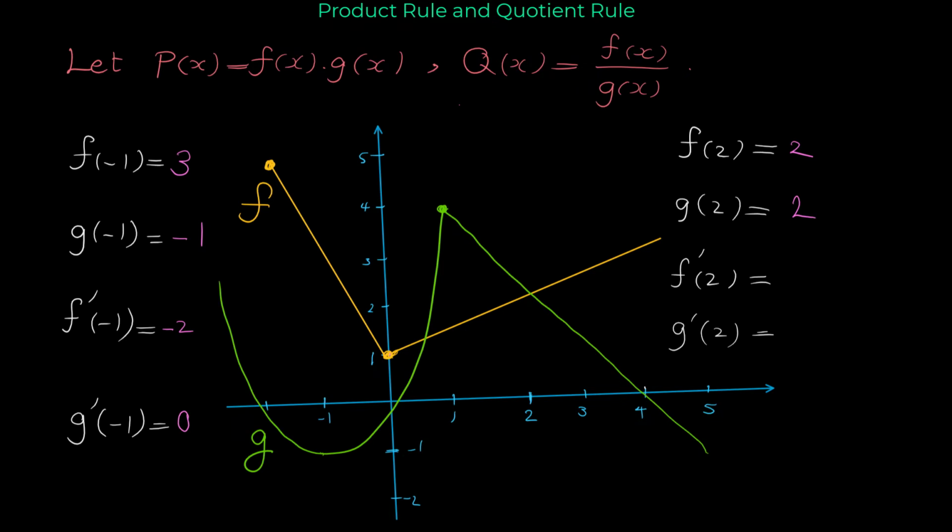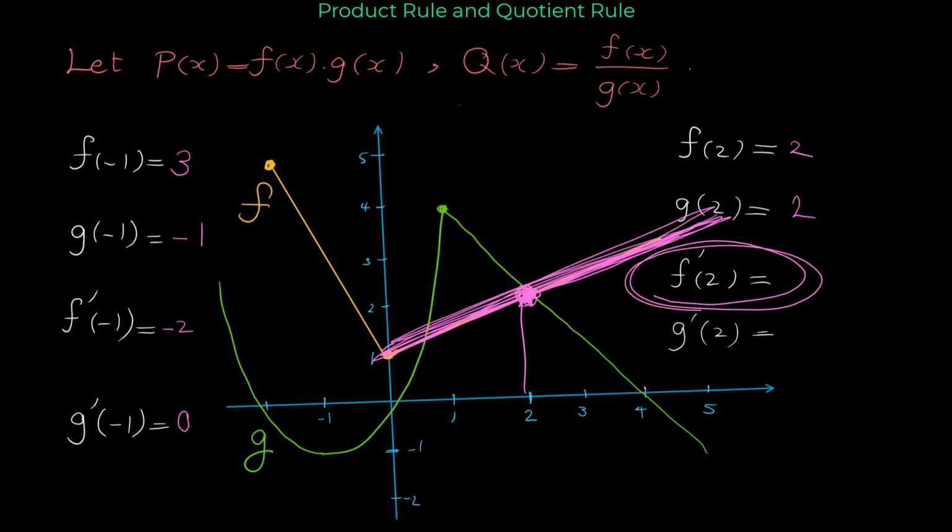Now we want to find f prime of 2 and g prime of 2. First we want to find f prime of 2. Again, f prime is the derivative of the function f. And when x is 2, point 2 is here on the curve f. And because this point lies on this line, we have to find the slope of this line for finding f prime of 2. And again, we have to find rise over run to answer this.